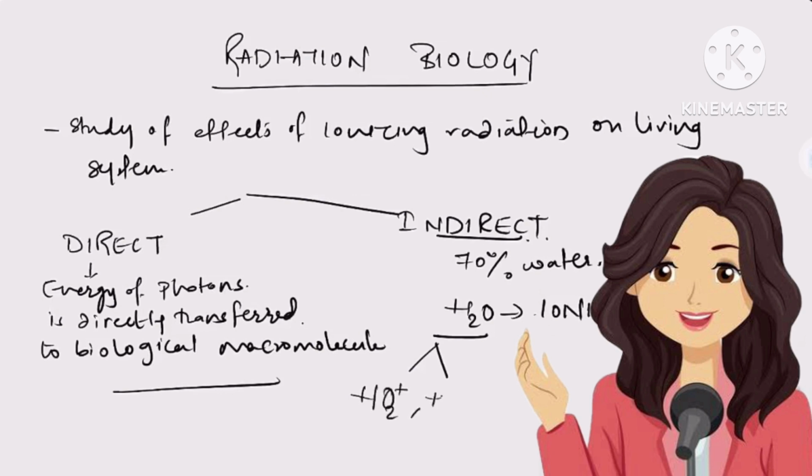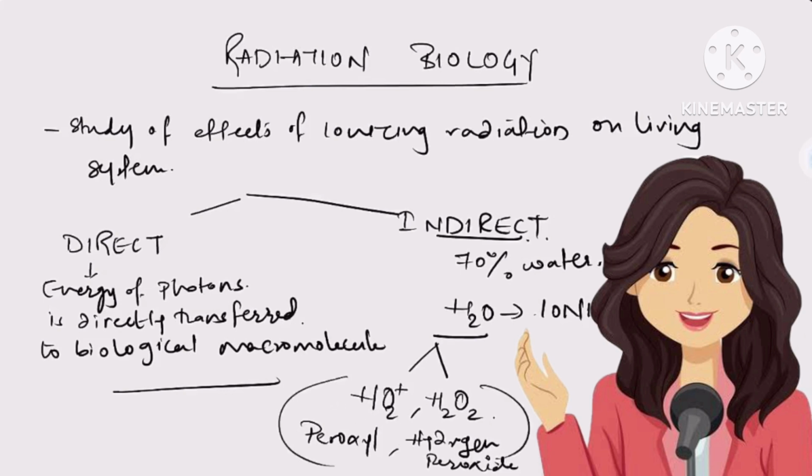This ionization gives rise to free radicals. So we have peroxide ion and hydrogen peroxide ion. These free radicals which are formed are very harmful or more damaging, and therefore it is called the indirect effect. Photons come, ionize the water molecule, forming these free radicals. These free radicals are more harmful to our tissues. Therefore, it is called the indirect effect.